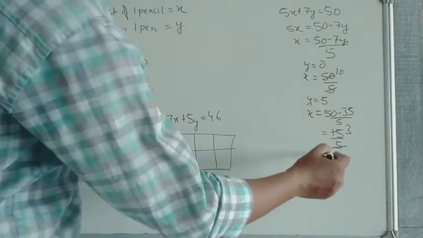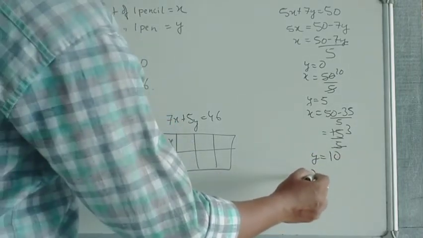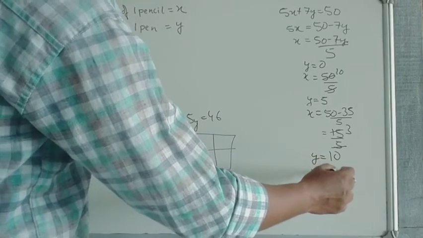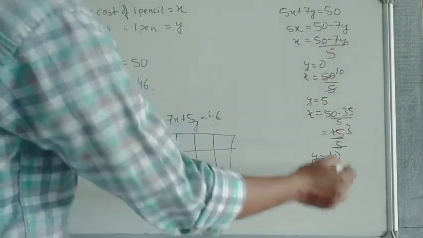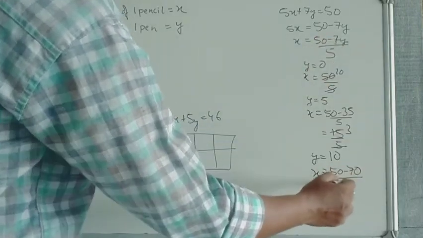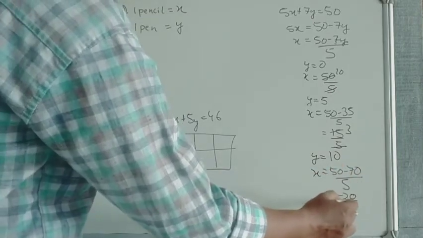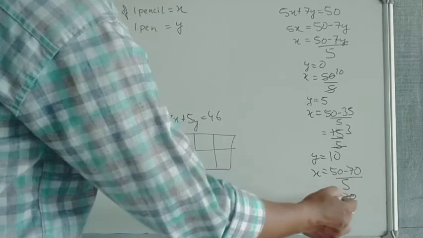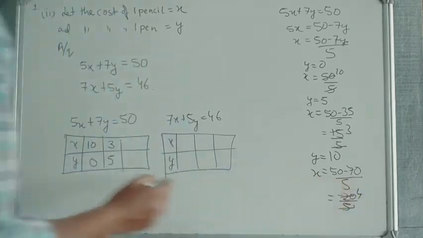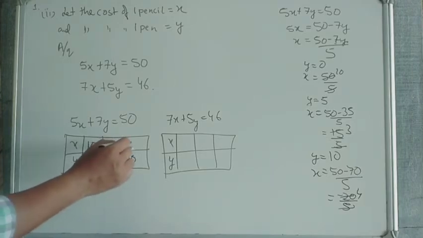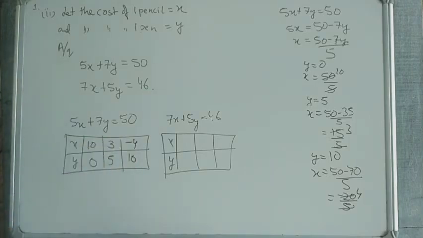If you take 10, x will be equal to 50 minus 7 into 10, 70 by 5, that gives me minus 20 by 5, so minus 4. So when I took y equal to 10, the x we got is minus 4.